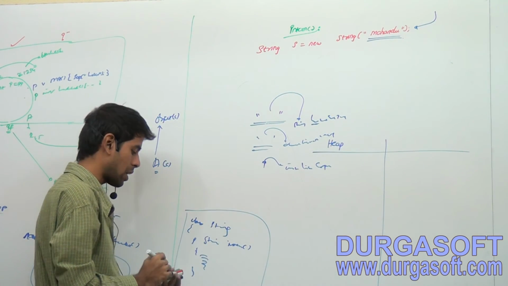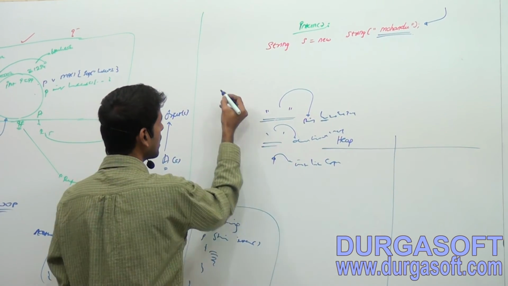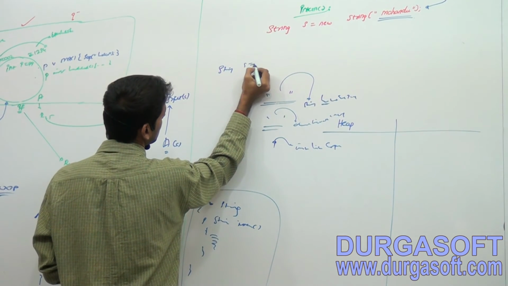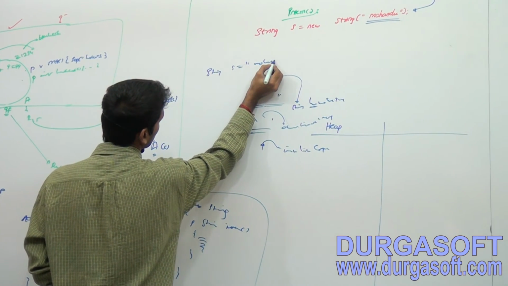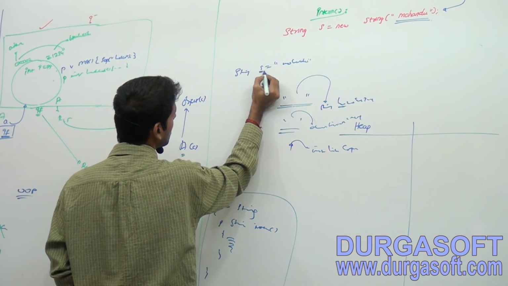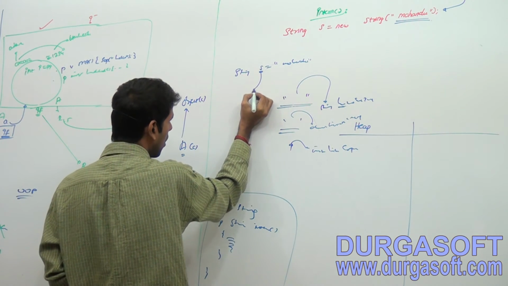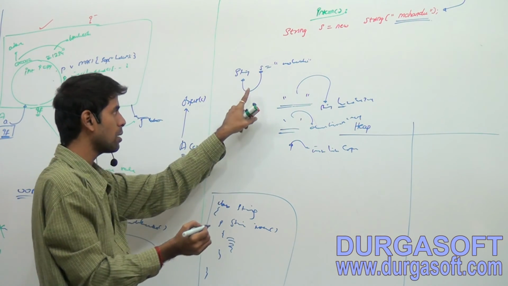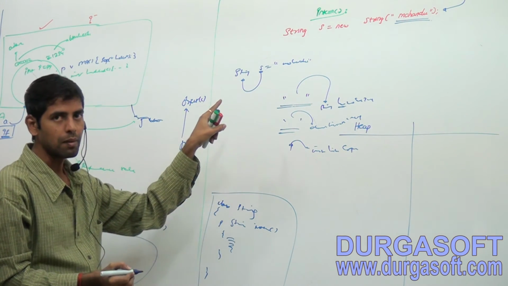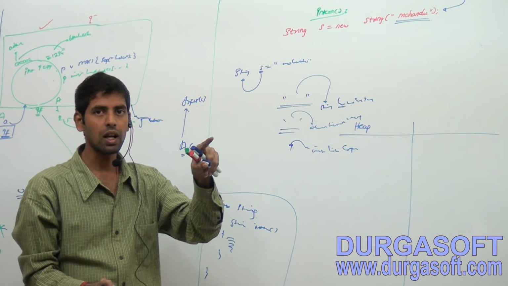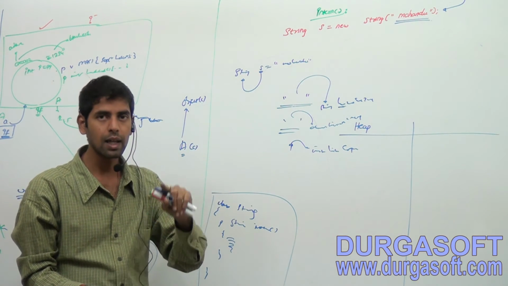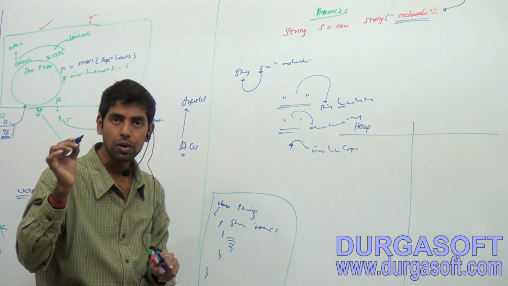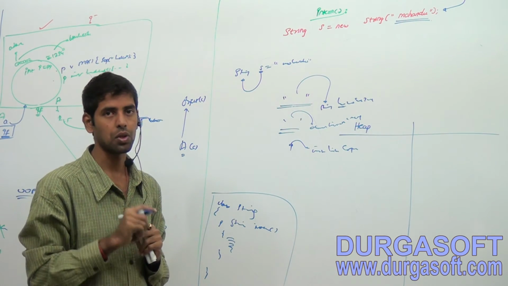Okay, now observe here: string s equals Mohindu. Now what is the type of s? The type of s is string only, but is it a user defined data type string or a primitive string? That is important to us.